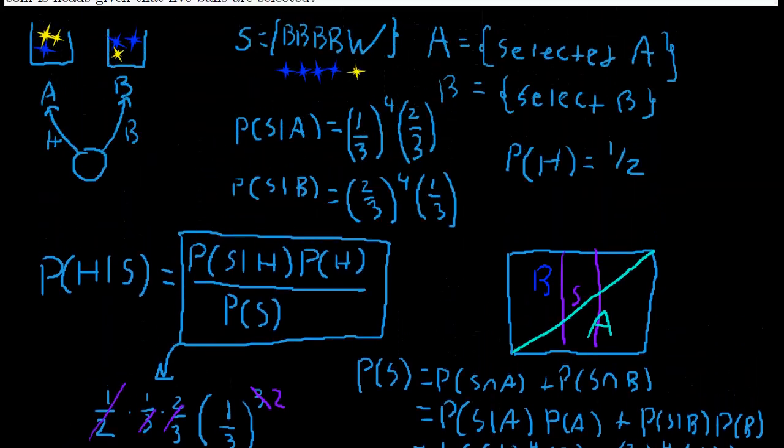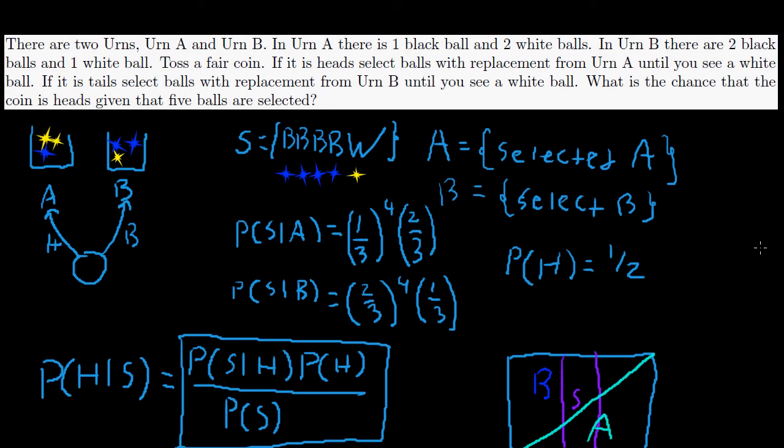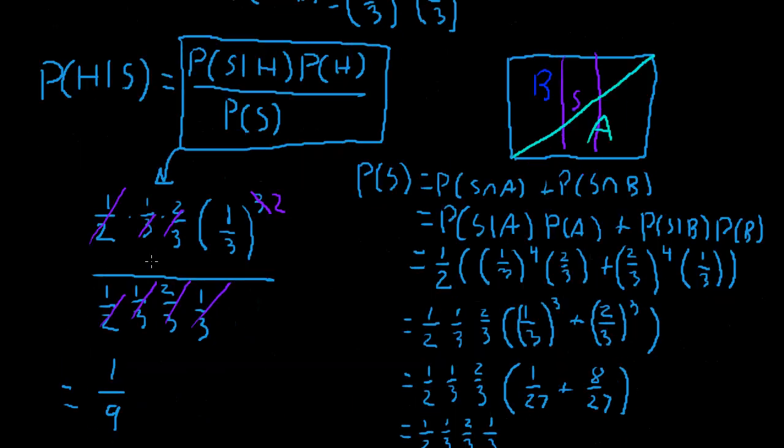Because in this urn we had a two-thirds chance of getting white, and in this one we had a one-third chance of getting white. So the odds of being in urn A went from 50-50 to something much smaller than that, because it would have been much less likely to get four black balls from this urn before getting a white ball, since it was twice as likely on each step to get a white ball. And so this is our final answer.